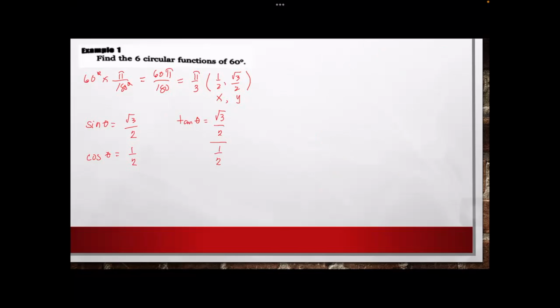Now, since we have a complex fraction, let's simplify it. We take the reciprocal of the denominator. So we have the square root of 3 over 2, multiplied by 2 over 1, since the reciprocal of 1/2 is 2 over 1. So the 2s cancel, and we only have the square root of 3 as the value of the tangent.